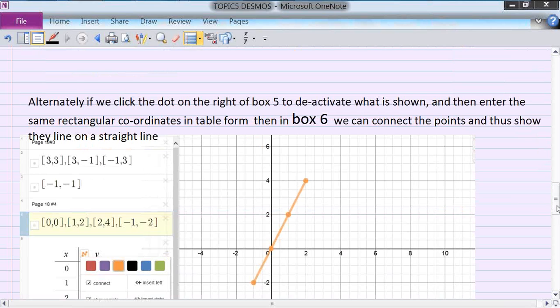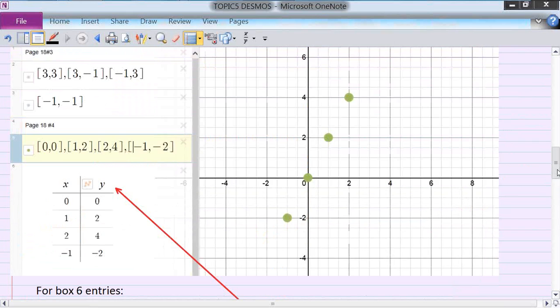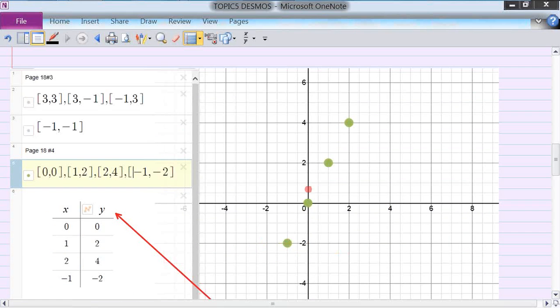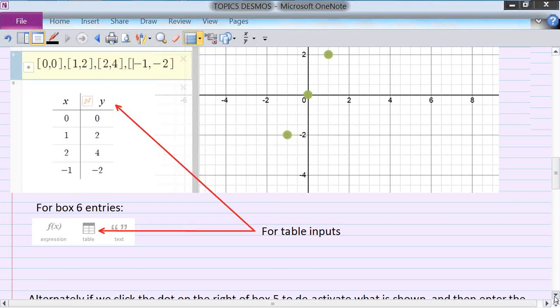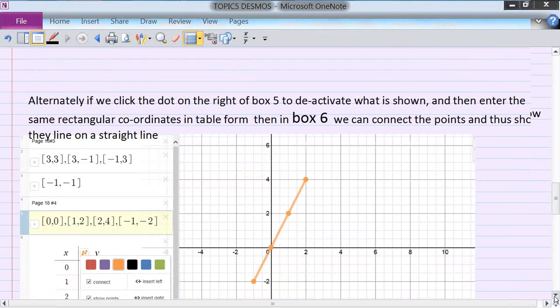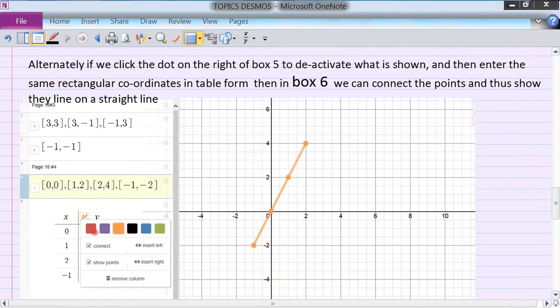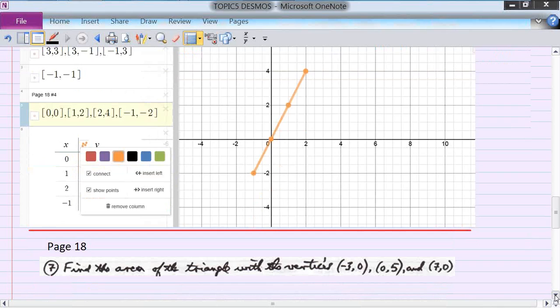So basically we have different ways of doing this. We can do it by visual inspection, which is right over here. It's pretty much clear that these points lie on the line. We can do that here. Or we can actually enter a table of values, in which case we will get this, and we can connect the points to show that they lie on the straight line. So these are 2 alternate ways to handle this problem.